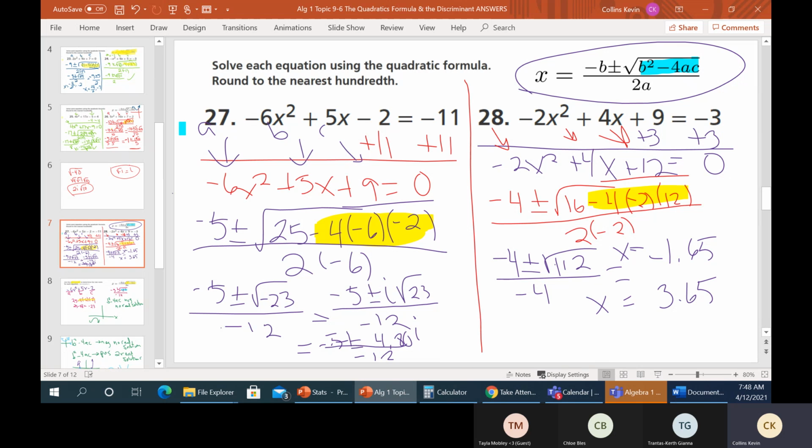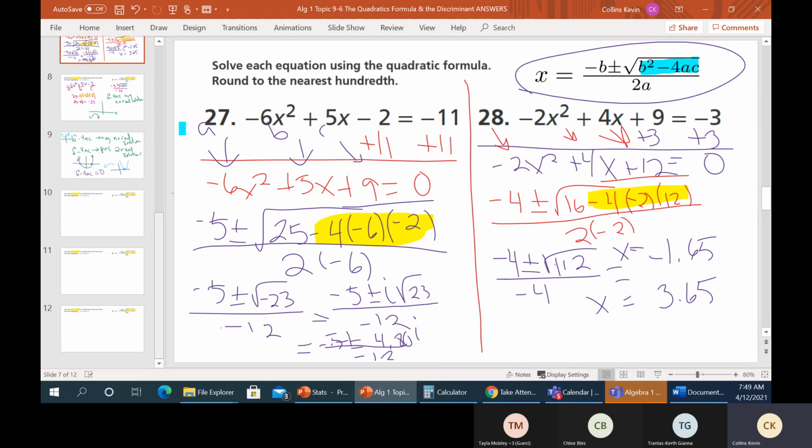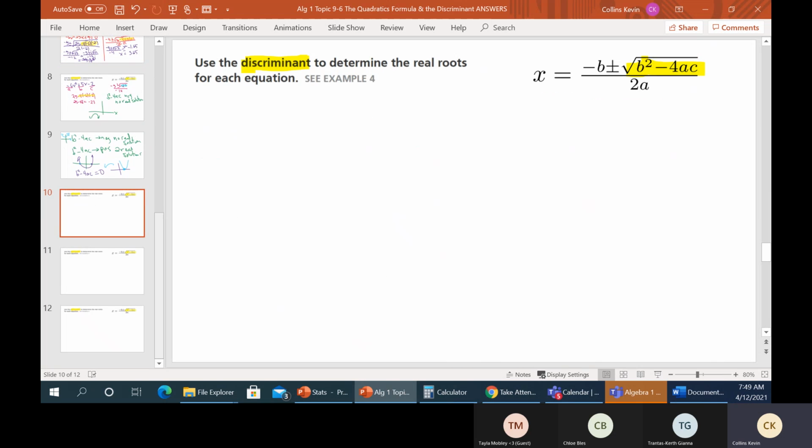So as you can see, we got two answers, kind of as predicted. All right, so real quick, let's talk about the discriminant just for a couple minutes, and then we will call it. So again, the discriminant is just the stuff underneath the square root. And I don't actually have a problem here. I'll just make one up. So let's do x squared minus 2x minus 8 equals 0, something like that. Just making stuff up.